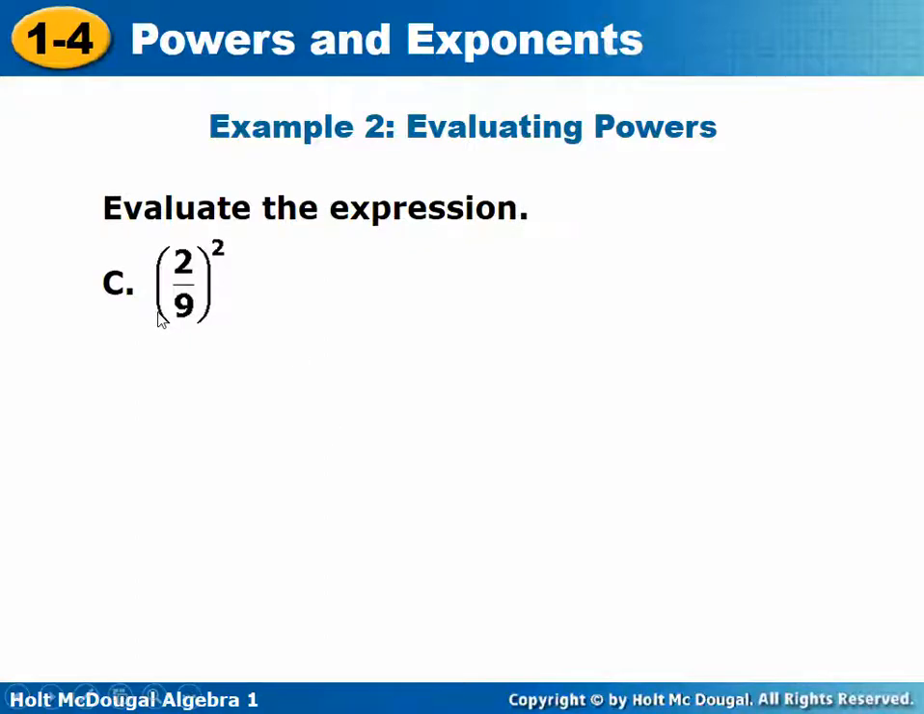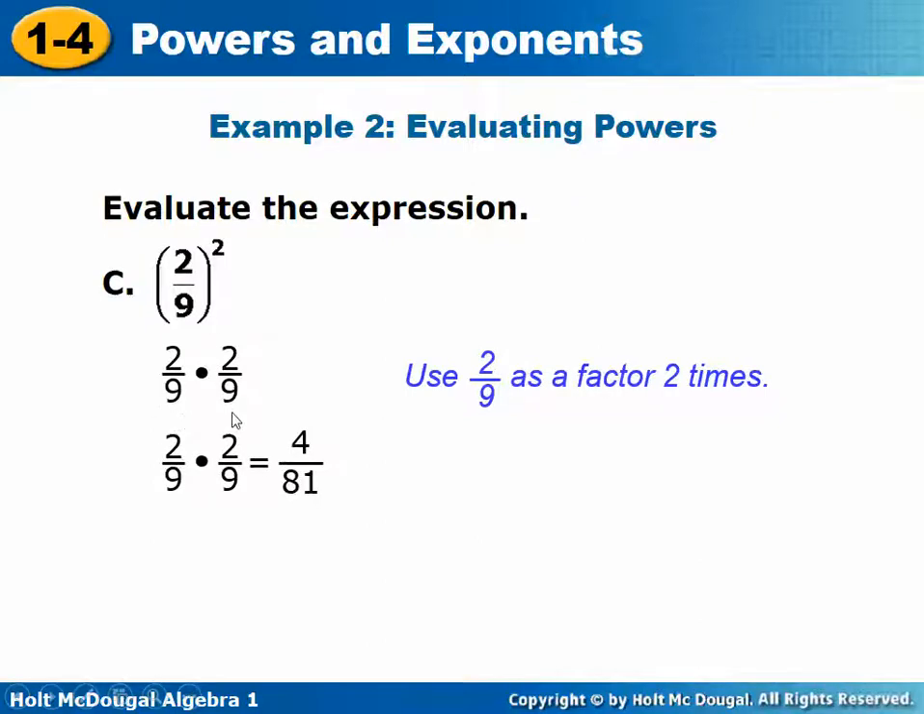Here's an example with a fraction. The way that we evaluate powers if we have a fraction is we use the numerator to the second power and the denominator to the second power. So 2 times 2 is 4, and 9 times 9 is 81, so we'd have 4 over 81.